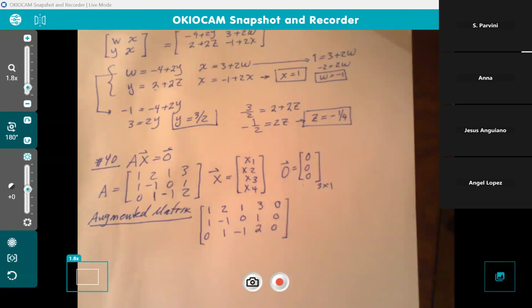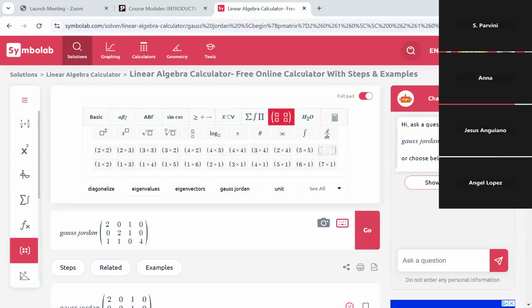Let me stop this share and share. There's Symbolab. Share this one. Okay. And again, please, if you don't see something I'm calling out, just tell me, your Symbolab is not showing. All right. Now, we have a matrix.